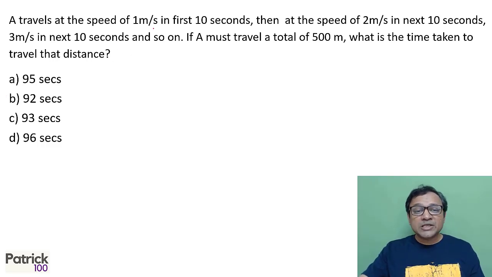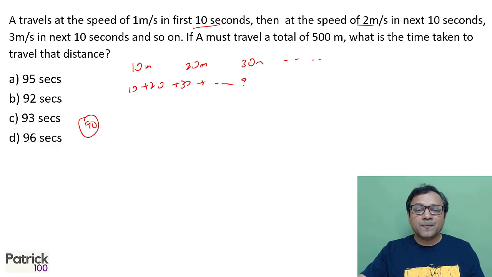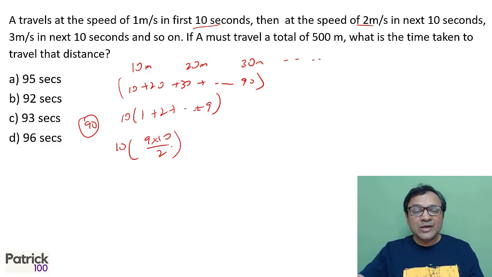A travels at a speed of 1 meter per second in the first 10 seconds, 2 meters per second in the next 10 seconds. So it means 10 meters in 10 seconds, 20 meters in the next 10 seconds, 30 meters in the next 10 seconds, and so on. So let me take 90 seconds, using the options. 90 seconds will be the sum of 10 plus 20 plus 30 up to 90. If you take 10 common, it is nothing but 1 plus 2 up to 9, which is 10 into 9 into 10 upon 2, using the formula n into (n plus 1) upon 2. Which comes to 450 meters.